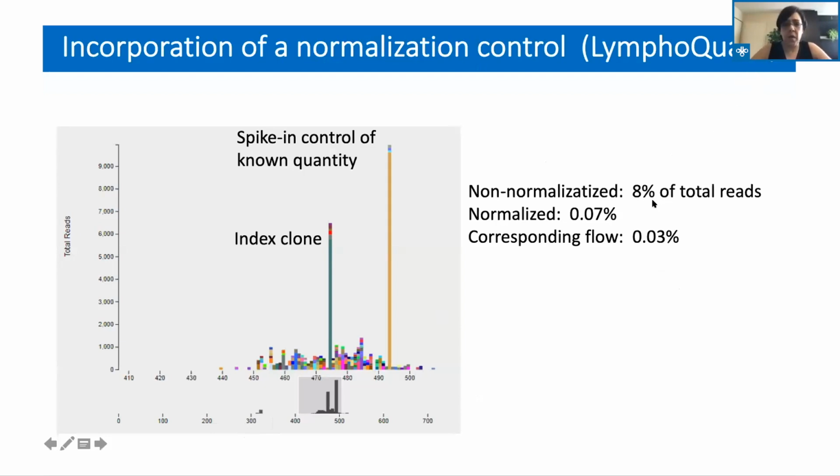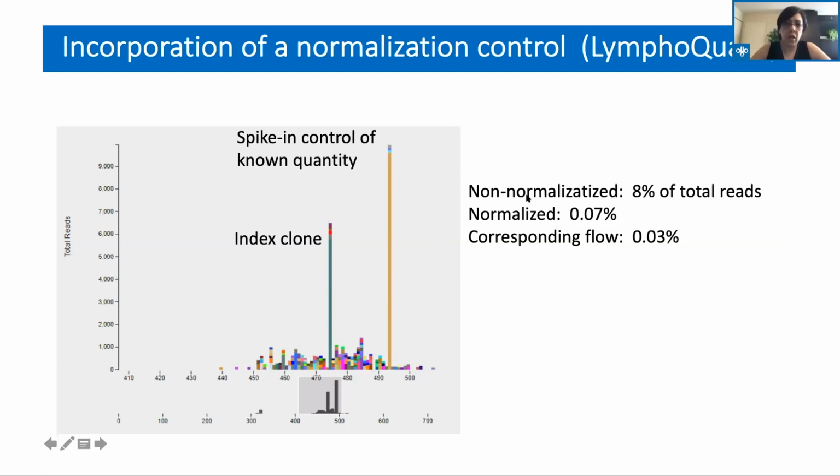And what you would actually do is spike in a very, very small amount of a known sequence so that you will be able to back calculate how much product you actually had. So if we were doing this type of testing, this is a patient that has some residual disease. This is the index clone, and this is the amplification of the spiking control.